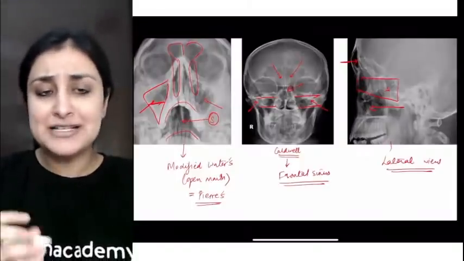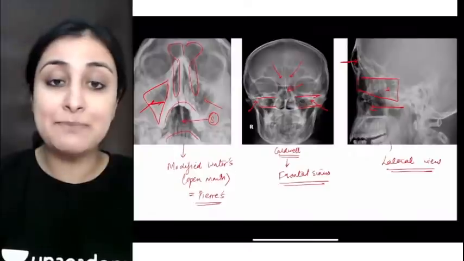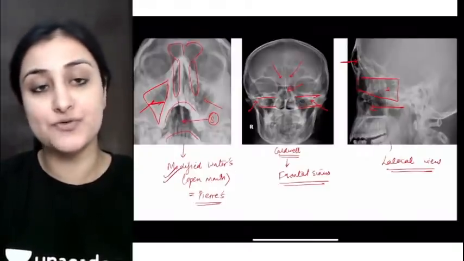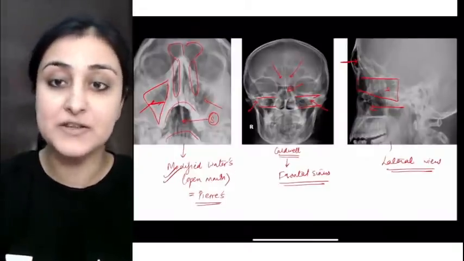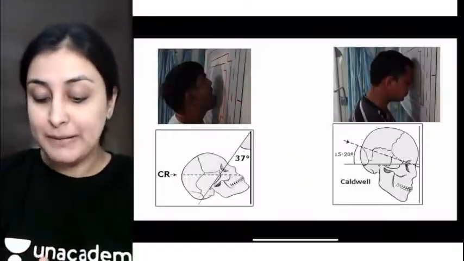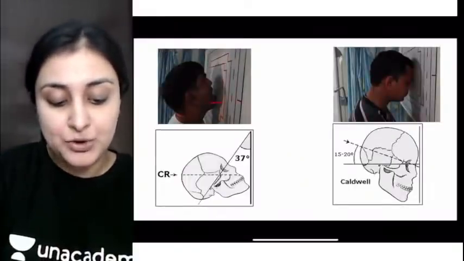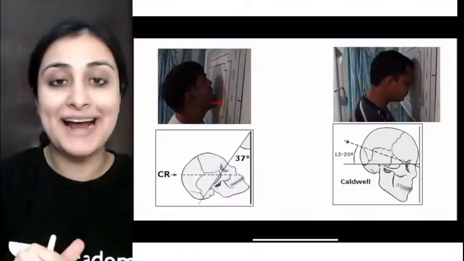So none of these are actually done in practice. If you ask me what we do in practice, only modified Waters. This is the only one which is useful in practice, but for exams for some reason they love to ask. Okay, so remember how we take the Waters view. All right, so the mouth or the chin is in contact with the film.